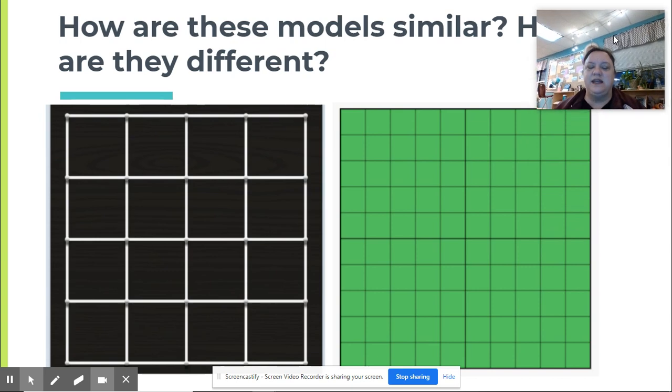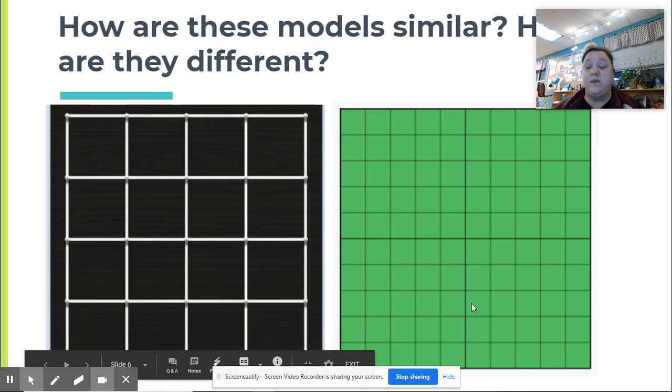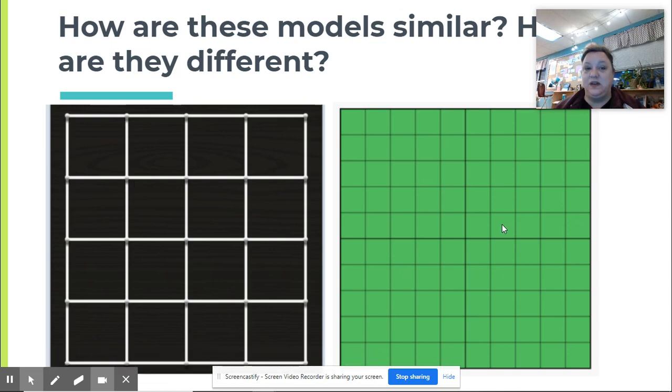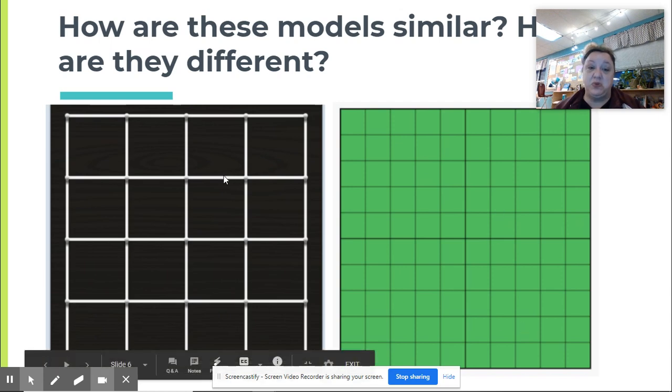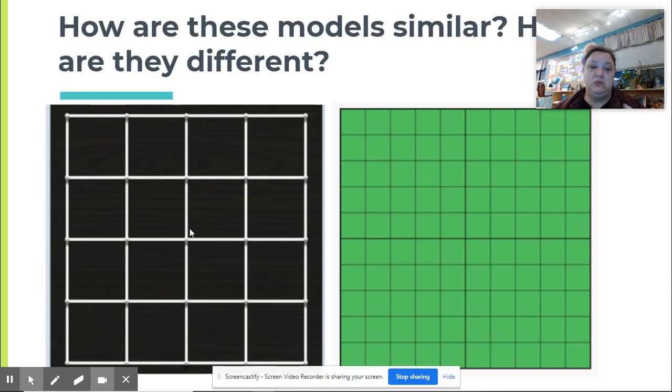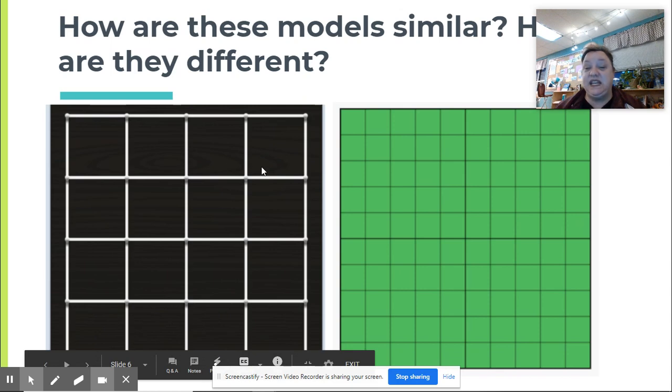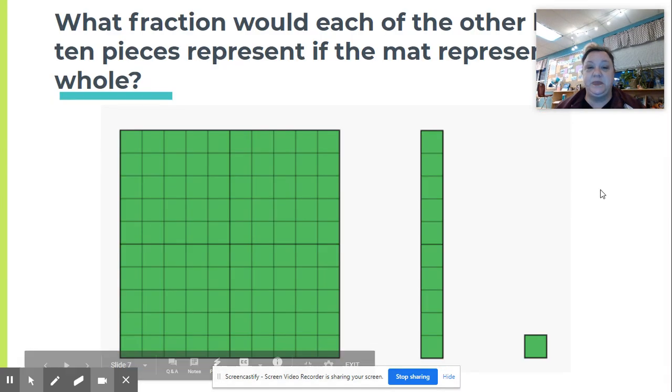Now, look at our two models here. How are they the same and how are they different? We've got the geoboard here. We have a mat here. How are they similar? They're both the same shape. They're both squares. How are they different besides just the colors? How many does this one have? How many little bitty pieces to make the whole? 16. How many does this one have to make a whole? It's 100. So we'll work with our base 10 pieces again while we're talking about decimals.